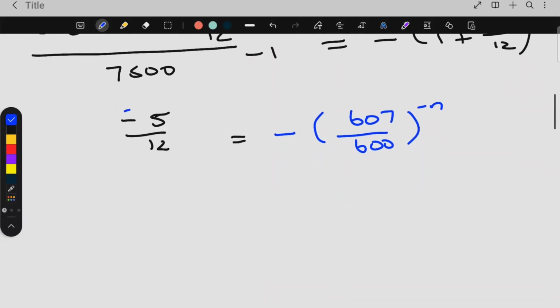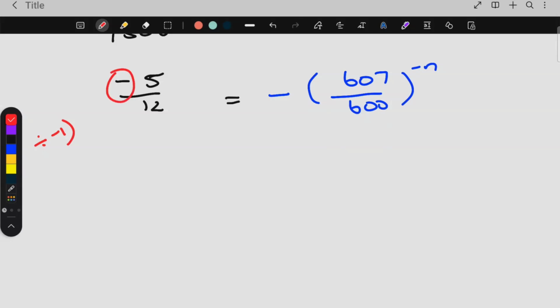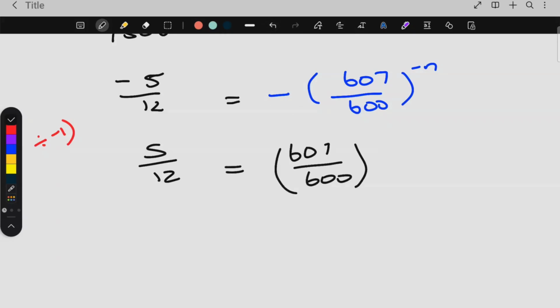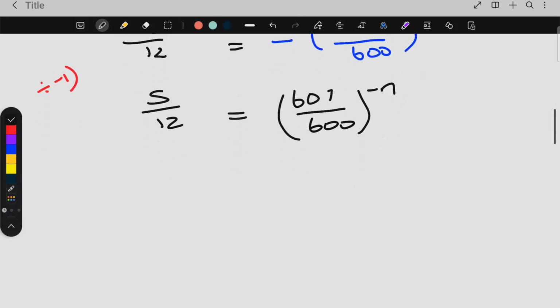Okay, do you see you have a negative on both sides? So we can say let's divide by negative 1. So all the signs change. This negative becomes a positive. And this negative also becomes a positive. Okay? But remember, the power is still a negative n.